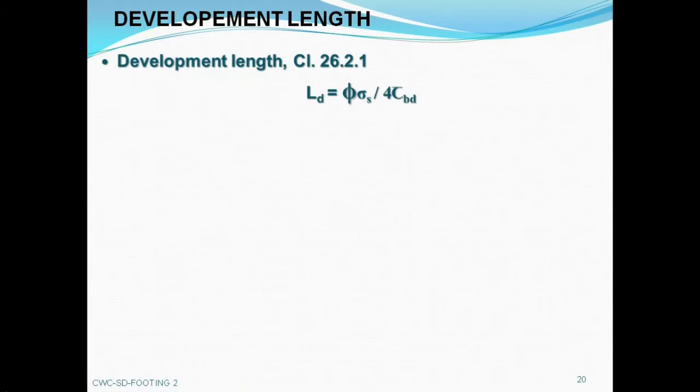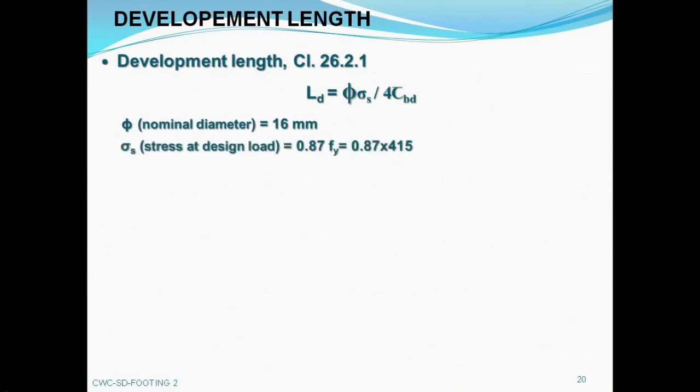We have a formula for development length according to clause 26.2.1 of IS 456-2000. According to this, LD is equal to φ σs divided by 4 τbd, where φ is the nominal diameter and equal to 16 mm in this case. Sigma s is the design stress and it is 0.87 Fy, where Fy is 415 Newton per mm square.